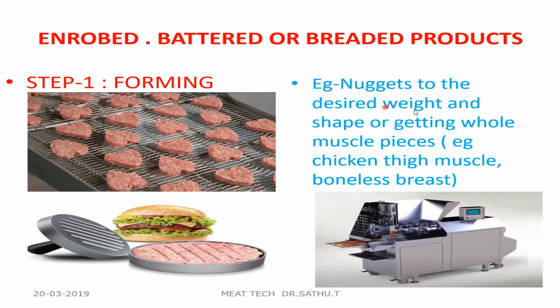So nuggets of desired weight and shape, or whole muscle pieces, for example thigh, boneless breast or boneless cuts can be made, and that can also be enrobed. So the first step is forming.